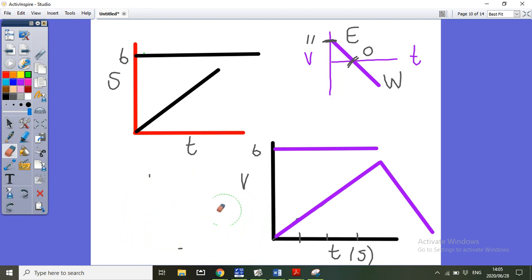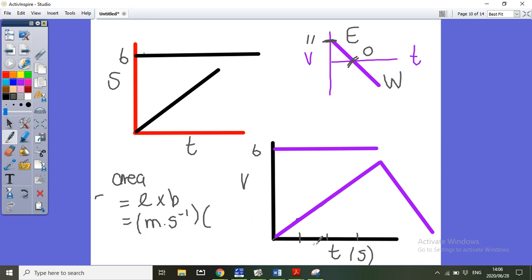So area, again, if you look at the area, we say area under the graph, but remember it's between your line and the graph. So if we look at this area here, area would just be equal to length times breadth. So we have meters per second again, and this time we are timesing it by seconds. Now remember, seconds, if there's nothing there, you might as well write a 1, and we end up with meters. So you can see now that this area under the graph would give us the displacement.